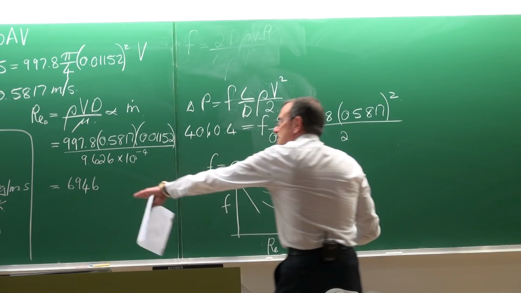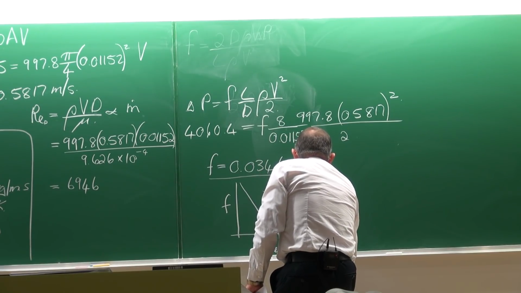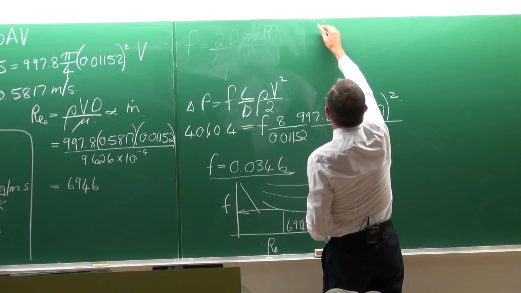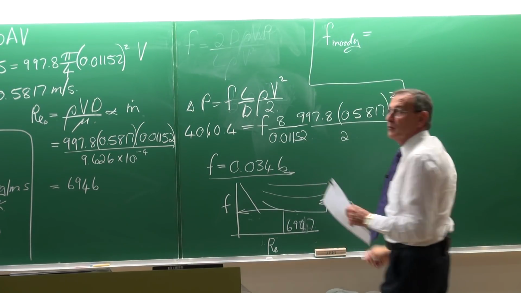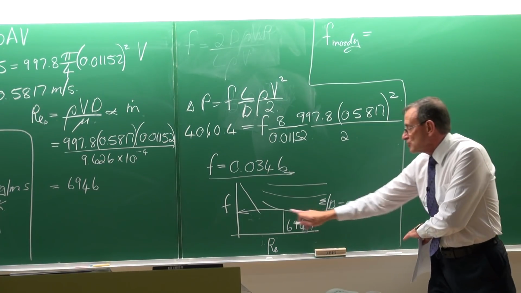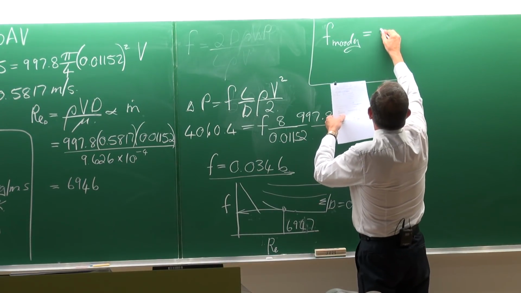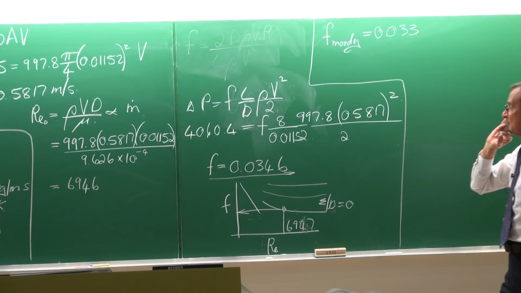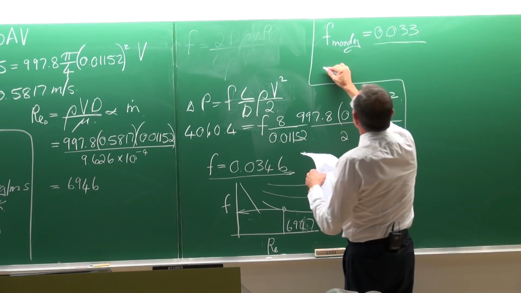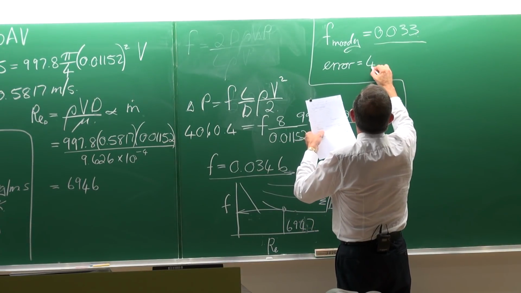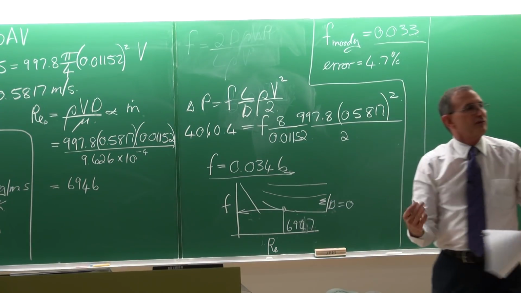So we've got a Reynolds number of 6947. From there, you can go and get the friction factor. Let's write there the friction factor from the Moody chart. There's also an equation that you can use for the turbulent part to get it, and there you will find it is equal to 0.033. So if you compare this 0.033 with that calculation, you will see the error is only 4.7%. So the friction factor that we've obtained is correct.